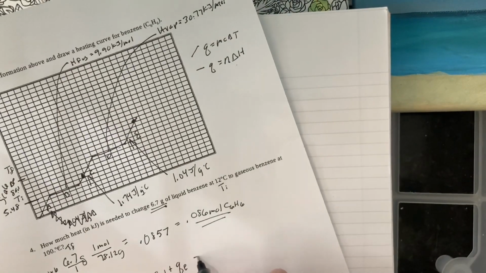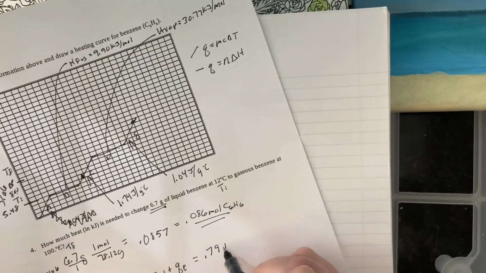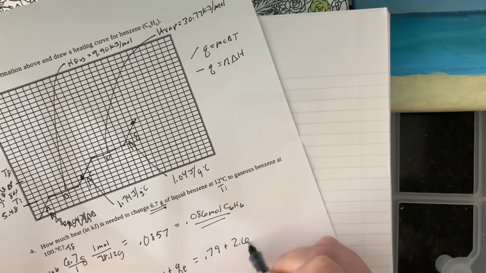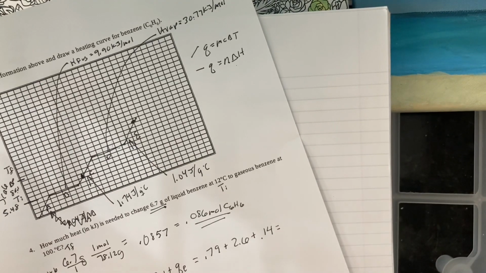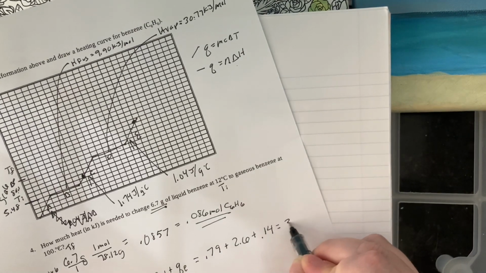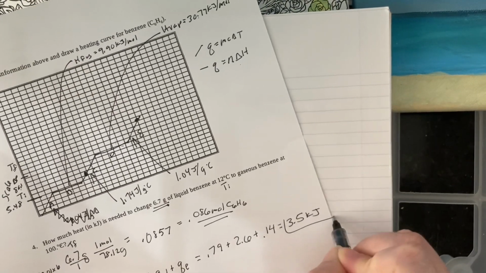My Q total: QC, 0.79, plus QD, 2.6, plus QE, 0.14. And that gives me 3.5 kilojoules for the whole path.